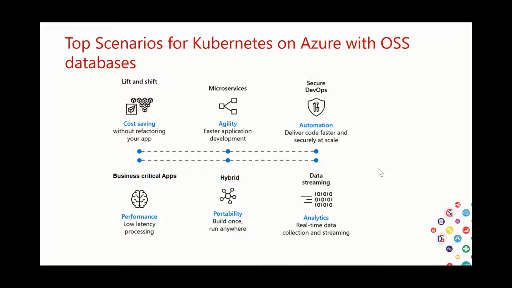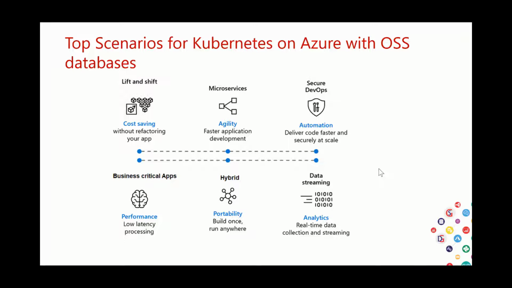Business critical applications. You can run business critical applications that require low latency, are highly performant based on the kind of applications that you're using. It could be an e-commerce application. It could be a data processing application that requires you to have better performance.